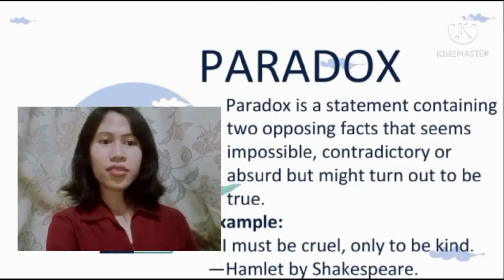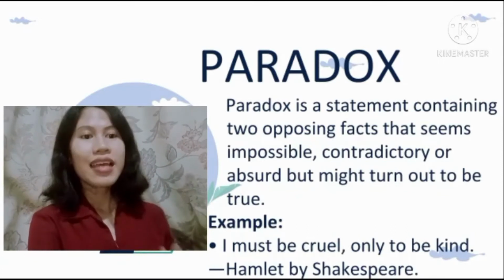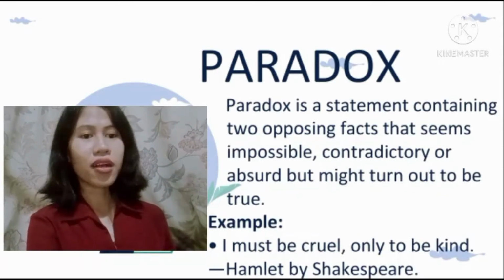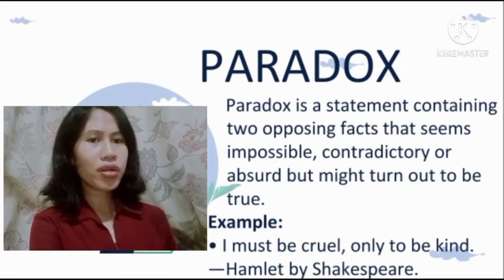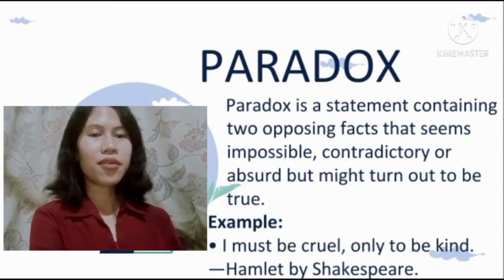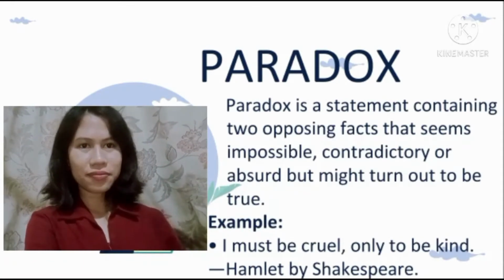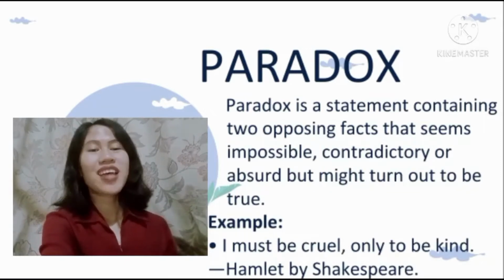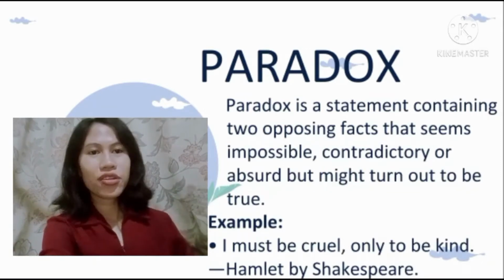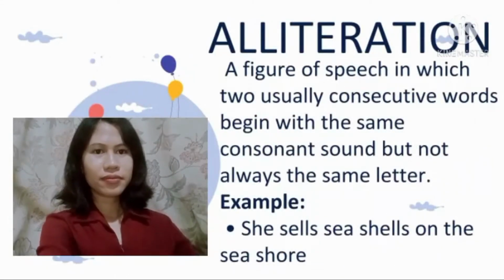Next is a paradox. It's a statement containing two opposing facts that seems impossible, contradictory, or absurd, but might turn out to be true. For example, I must be cruel only to be kind. In here, the first clause, I must be cruel, is contradicting the second clause, only to be kind.